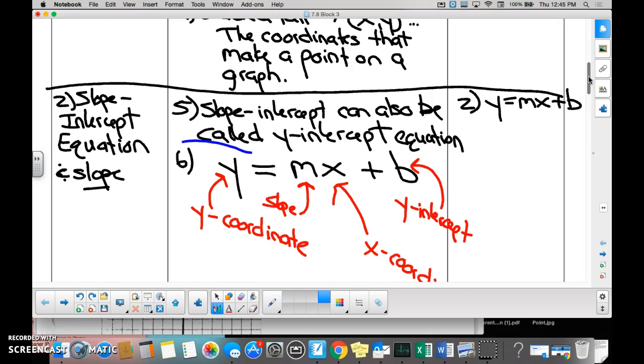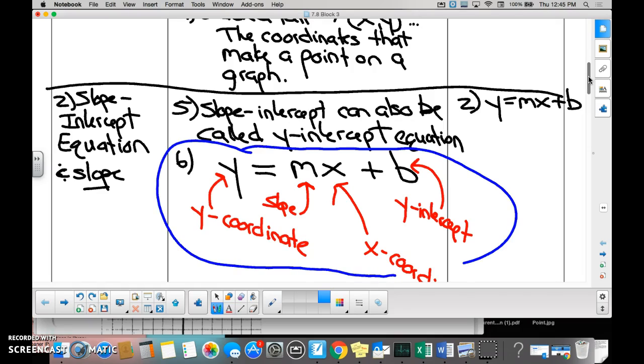Moving down. For the rest of your middle school and probably high school career, this is going to be a pretty important equation, not only in math but in science. Y equals mx plus b, you've got to know it. So we've labeled each of the parts of y equals mx plus b.